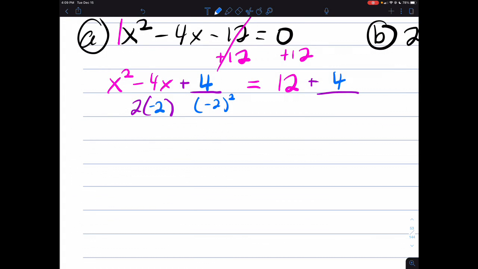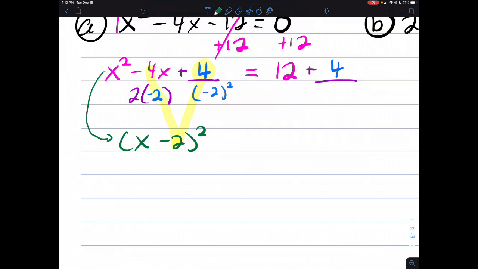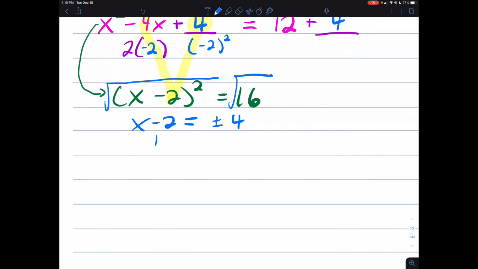Then we have to factor it. Factor this. It's going to become x minus 2 squared, and you can check that. Divide by 2, and then square it. And then 12 plus 4 is 16. Then we can just solve it. Take the square root of both sides. We get x minus 2 equals plus or minus 4. And then add 2. And we get x equals 2 plus or minus 4.